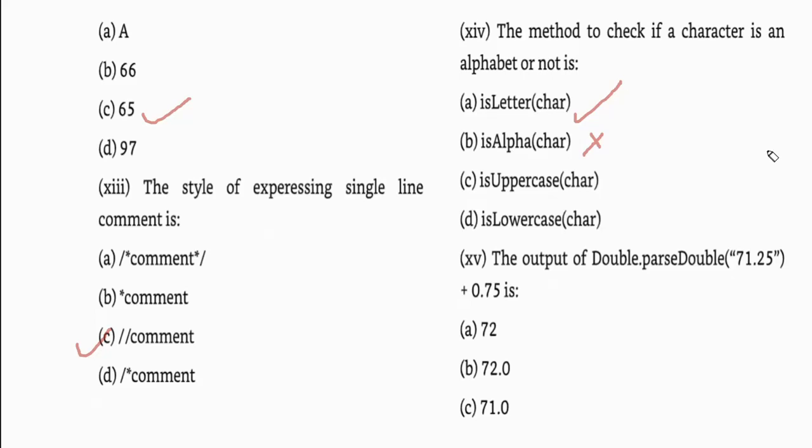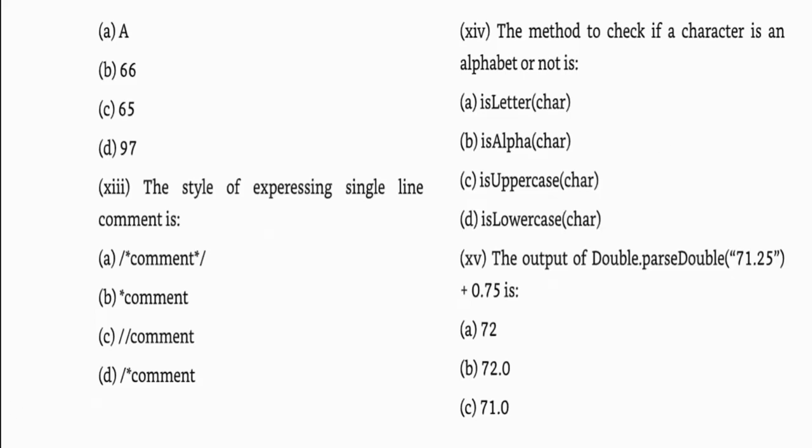The output of double dot parseDouble 7.25. Now the parse function actually converts this string value, the number 7.25, which is put in double quotes, so that means in a string form, to a numeric value. So we'll convert the 7.25 string to a 7.25 number, or decimal rather, and then that will be added to 0.75. So 7.25 plus 0.75 will make it 8, and actually 8.0. So this is the correct option for that. All right, let's go to the next before we clear these markings, and we'll move on to the next one.